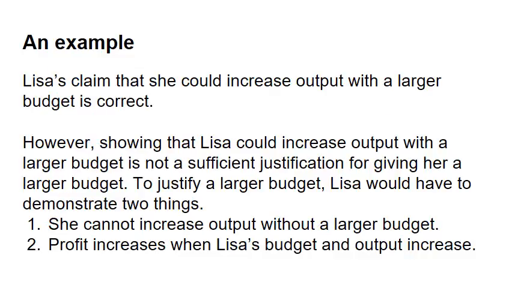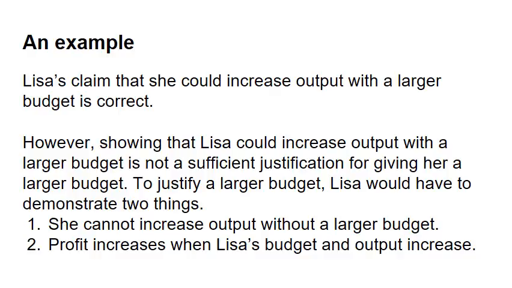Well, the first point about Lisa's claim that she could increase output with a larger budget is correct. As long as the extra output from additional employment is positive, any fool can increase output with a larger budget. In Lisa's case, increasing her budget by $3,000 allows her to employ an additional caller and thereby to increase output by 8 warranties. And increasing her budget by $9,000 allows her to employ an additional closer and thereby increase output by 20.